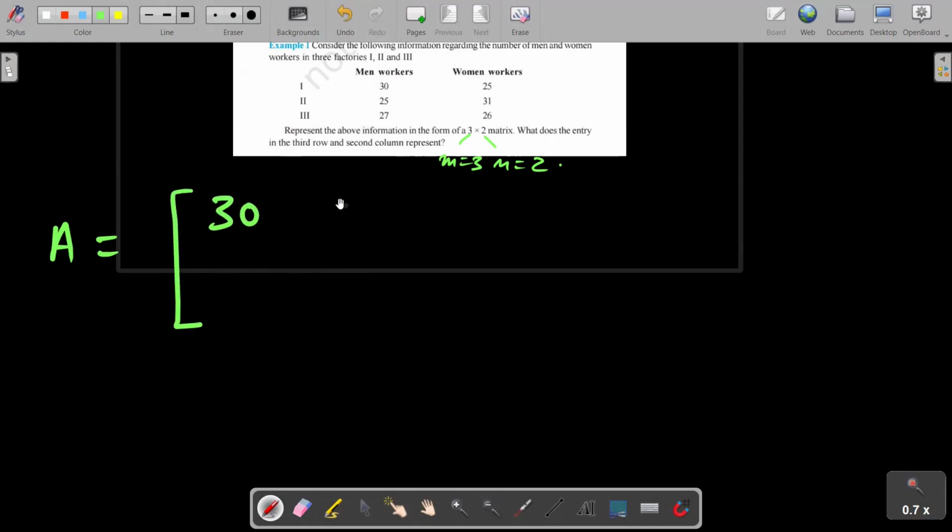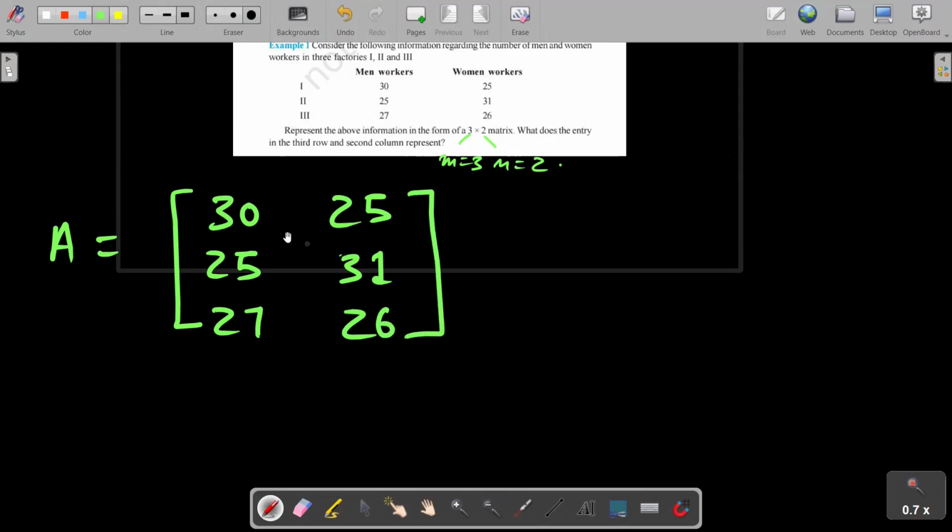30, 25, 25, 31, and 27, 26. So here we have rows 1, 2, and 3, and columns 1 and 2. So here our matrix we have constructed, that is 3 cross 2.